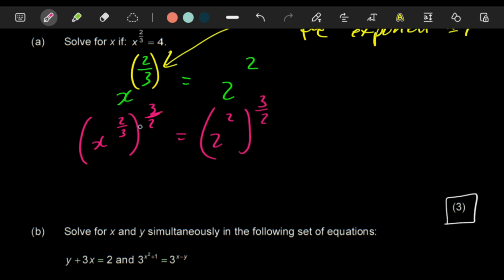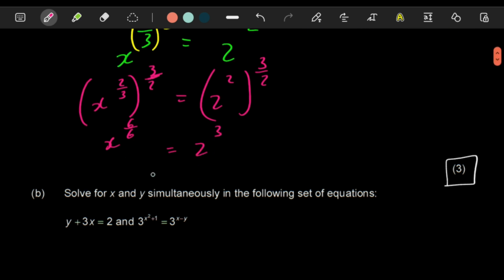3 over 2. So if you multiply this and this, you end up with 6 over 6. And then here, remember, your exponent has been multiplied by that, you end up with 2 to the power of 3. Now here you end up with x is equal to 8. So this is the final answer for me, getting a positive 8.